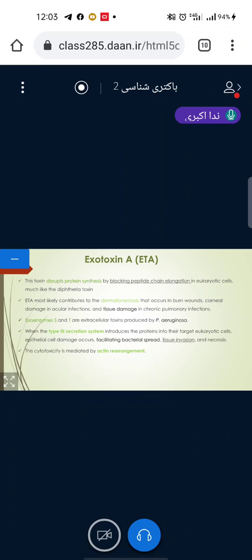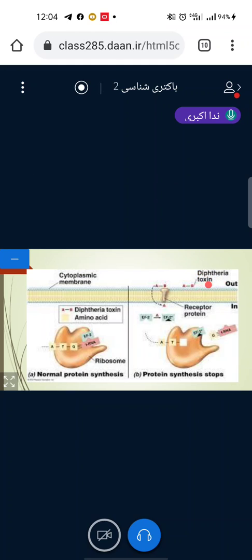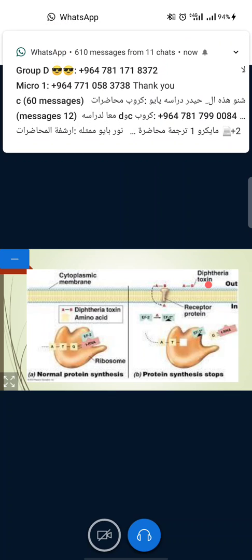much like the diphtheria toxin produced by Corynebacterium diphtheriae. However, the toxins produced by these two organisms are structurally and immunologically different, and ETA is less potent than diphtheria toxin. Exotoxin A is similar to diphtheria toxin, although their structures are different from each other, but their mechanisms are similar to each other. Both of them disrupt protein synthesis in eukaryotic cells.